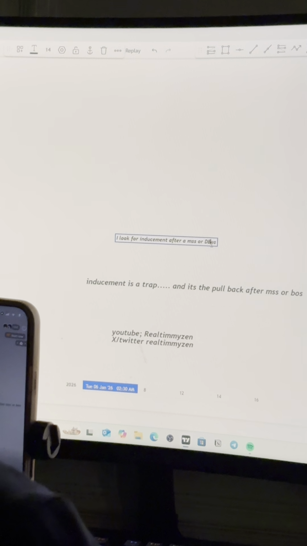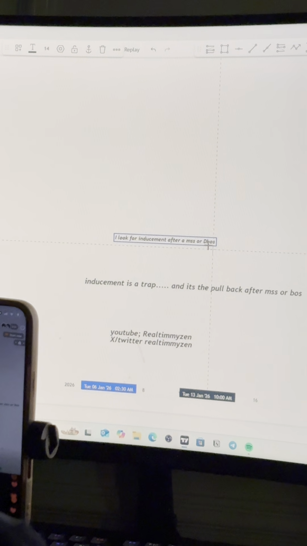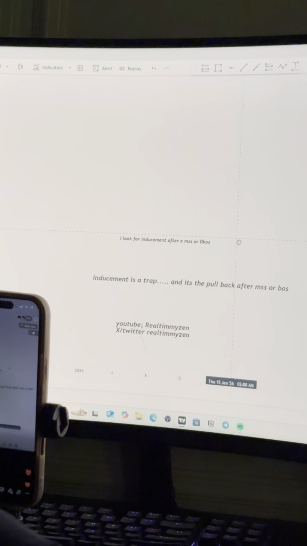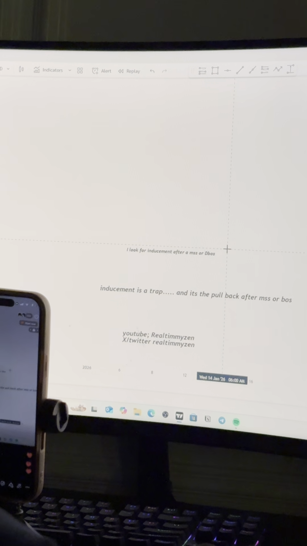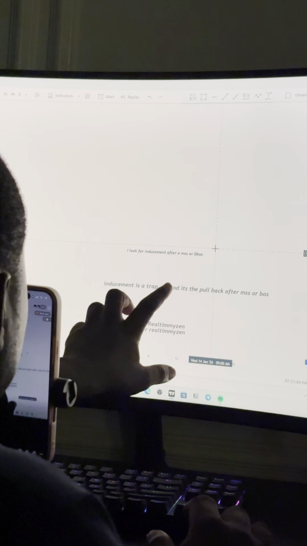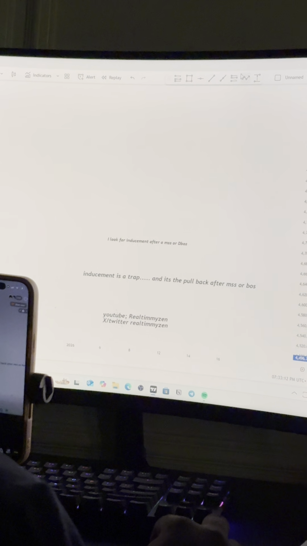I look for inducement after a market structure shift or double break of structure. Let me use DBOS because I believe everyone here is advanced. So I'm going to use the words double break of structure. So that is how I use inducement. Now let me show you this diagram.